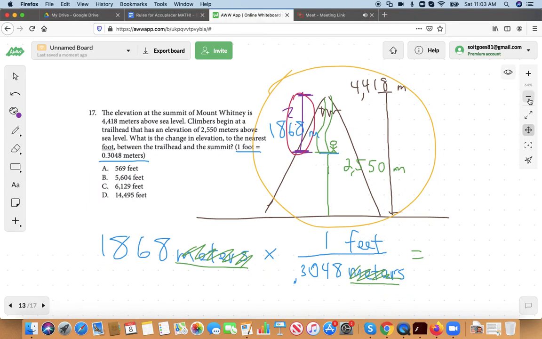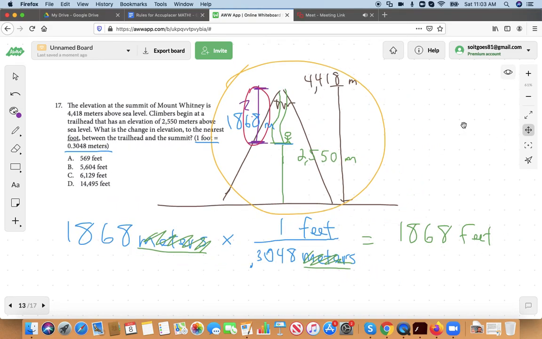1,868 times 1 foot, and what is that? 1,868 feet, right? Because feet is still there. Divided by what? So remember, when we're multiplying fractions, we multiply across the numerator and across the denominator. Divided by that decimal, 0.3048. Does that make sense? Yes. Punch that in your calculator, tell me what that is. That'll tell us the number of feet.